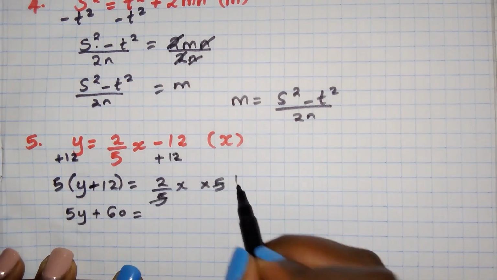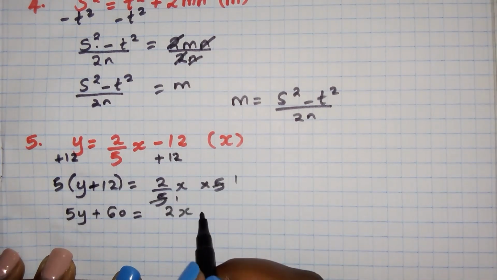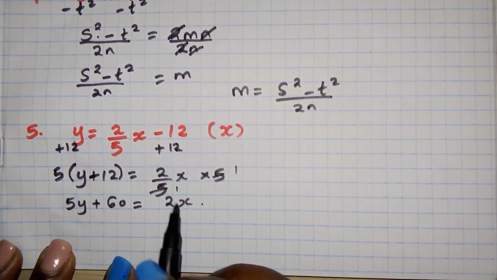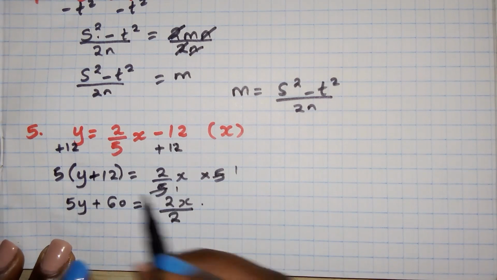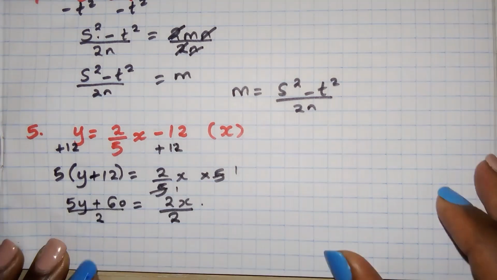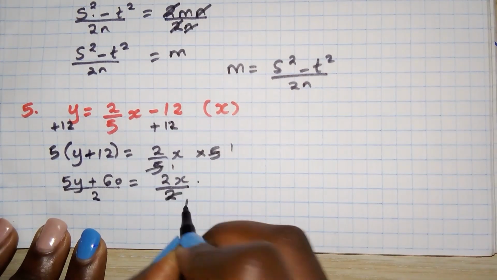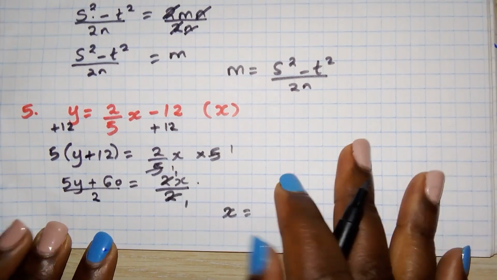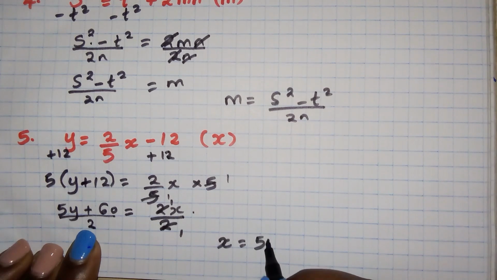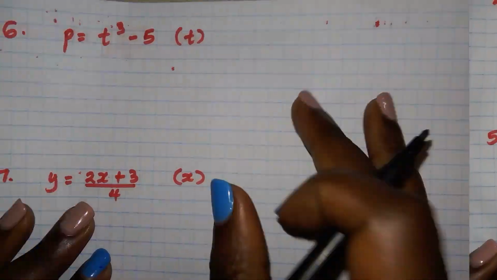5 divided by 5 is 1. So here we're left with 2x. The next step is to get rid of the 2. We do opposite of times is division. So divide by 2 on both sides. And you're left with 2 divided by 2 is 1. You're left with x equals to 5y plus 60 all over 2. Alright, so far so good.